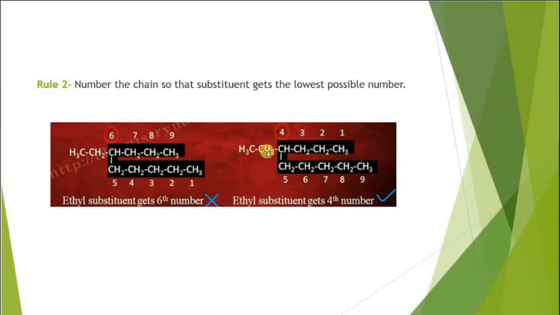So for the name of the compound, you first mention the position of the substituent, that is 4. Then write the name of the substituent, which is ethyl, and in the end write the name of the parent compound, which is nonane. We are going to practice many more compounds later on as well.